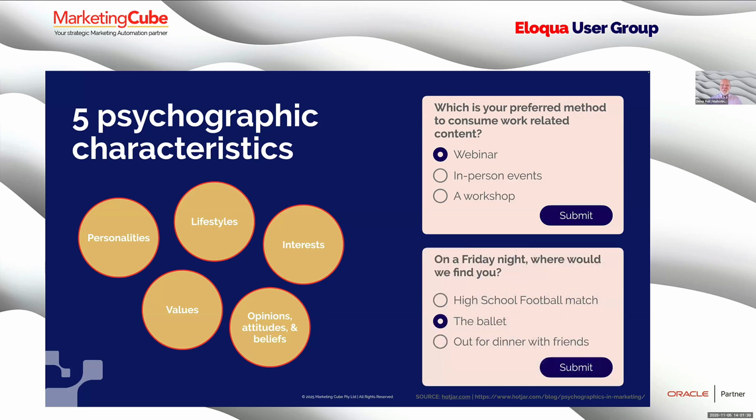Then a little bit more lifestyle oriented potentially. So on a Friday night, where might we find you? Maybe a high school football match, maybe the ballet, or out for dinner with friends. There's a shop here in Sydney at Marrickville Metro. I can't remember who owns that complex, but it's not a Westfield or anything. But they have a really interesting process when you sign up to their Wi-Fi. They definitely ask lifestyle questions.